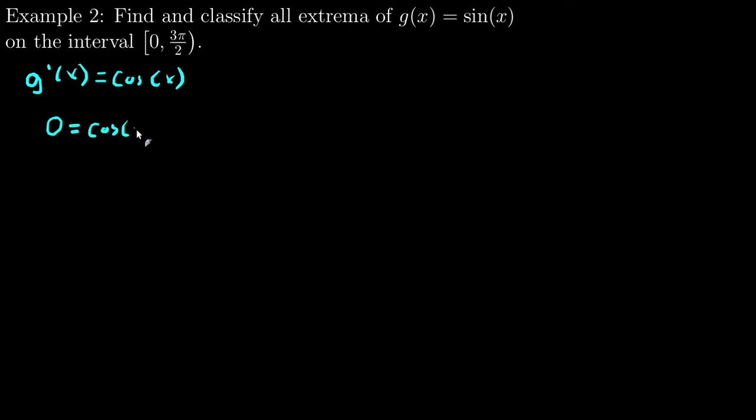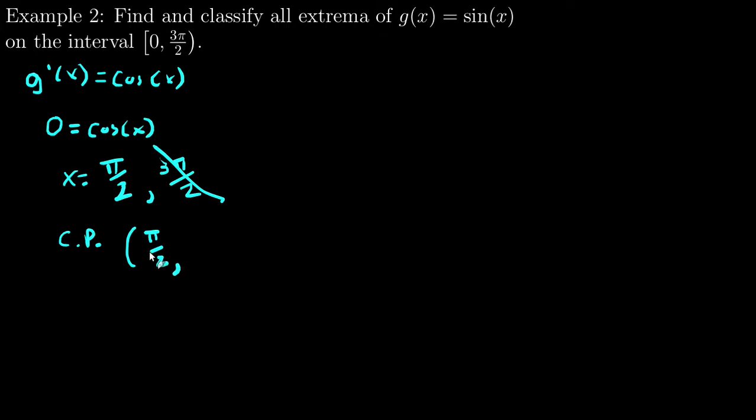Cosine x is equal to 0 at pi over 2, and at 3 pi over 2, and it keeps going. But here's the thing: 3 pi over 2 is not actually within my domain, and I'll talk about this when we see the graph, but it's not actually an endpoint. It cannot give me an extreme. So the only critical point is pi over 2, or at x equals pi over 2.